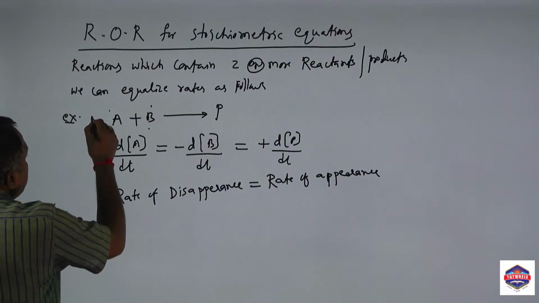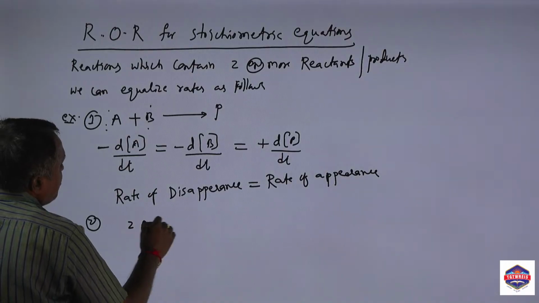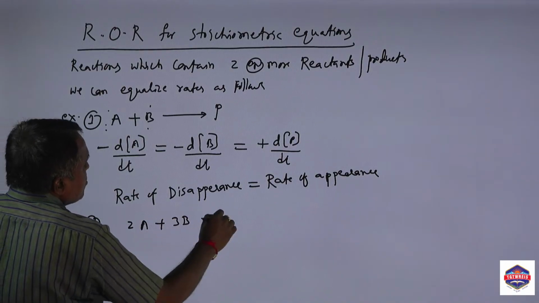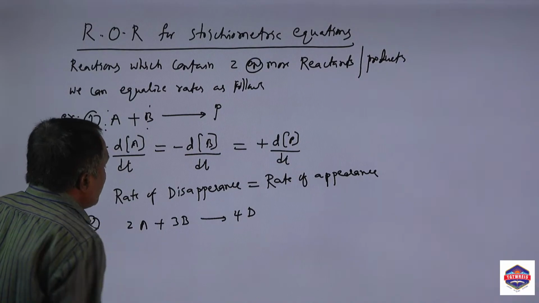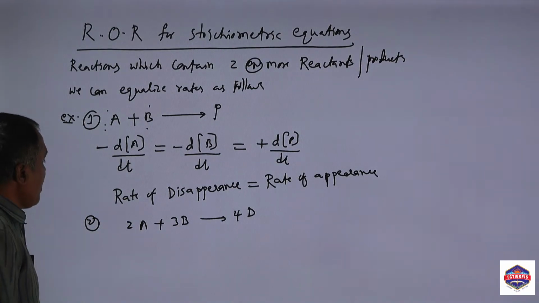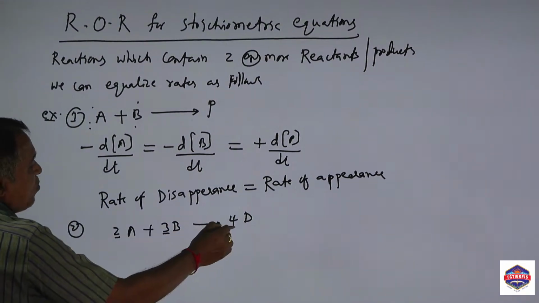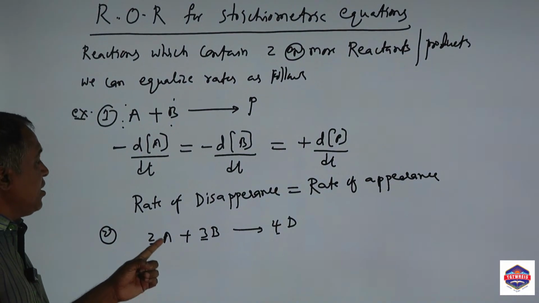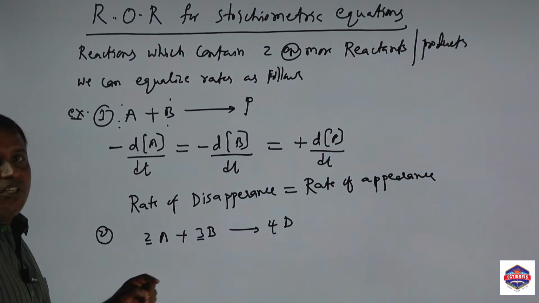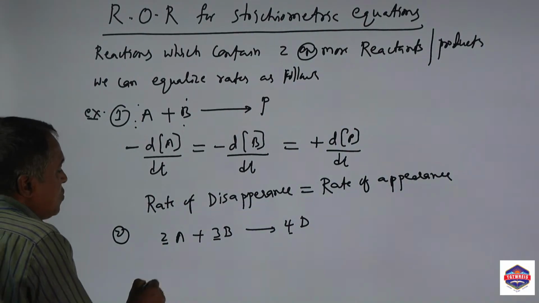For example, take 2A plus 3B gives product 4D. So how can we equalize the rates? Here the stoichiometric coefficient is 2, here the stoichiometric coefficient is 3, and here the stoichiometric coefficient is 4. But the rate of 2 moles of reactant A is not equal to the rate of 3 moles of reactant B. So you have to change something.